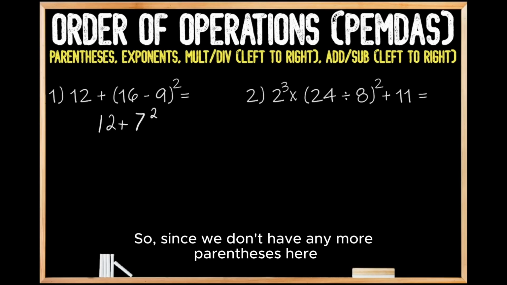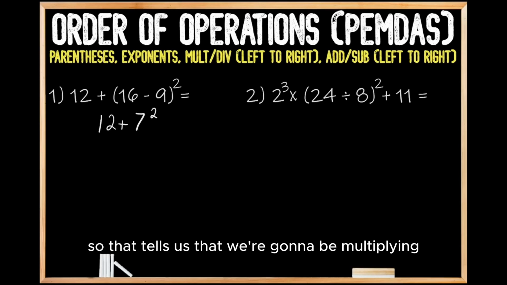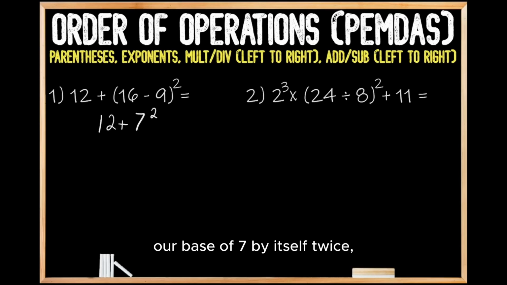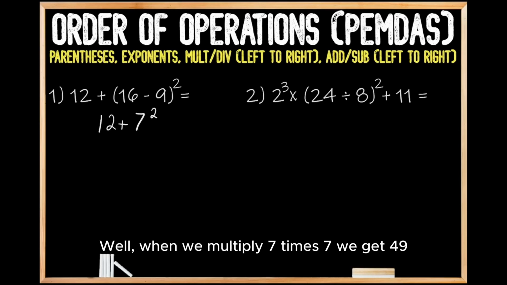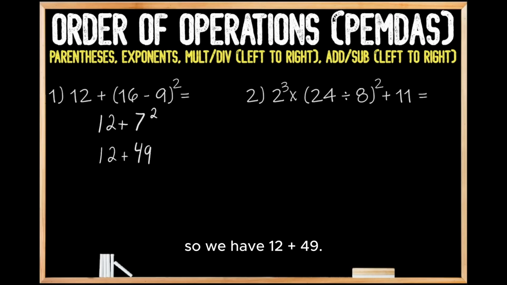Since we don't have any more parentheses here, we're going to move on to our next priority, where we're going to work through any exponents that we have in this problem. And here we have 7 to the power of 2, or 7 squared, so that tells us that we're going to be multiplying our base of 7 by itself twice. So it's the same thing as 7 times 7. Well, when we multiply 7 times 7, we get 49, and then we're going to bring down the rest of this problem. So we have 12 plus 49.